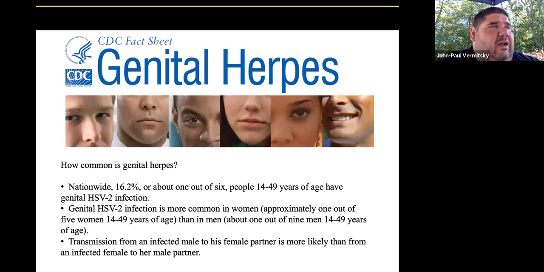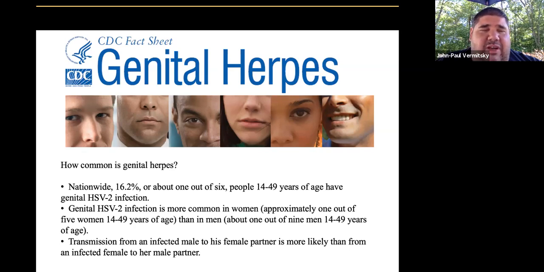Herpes. We talked about herpes in the first chapter of this unit with infections of the skin. We talked about HSV1 specifically. This gets into HSV2, or genital herpes. Nationwide, we see about 16.2% of the population, or 1 out of 6 people. Females have a much higher incidence than males.